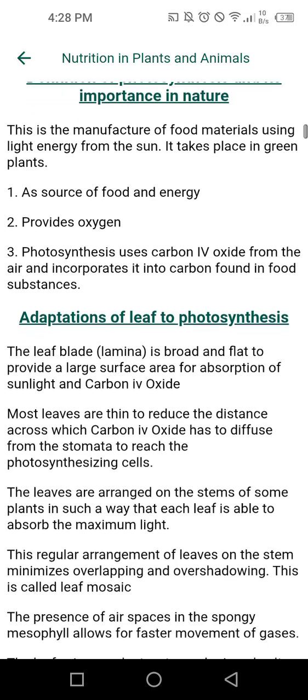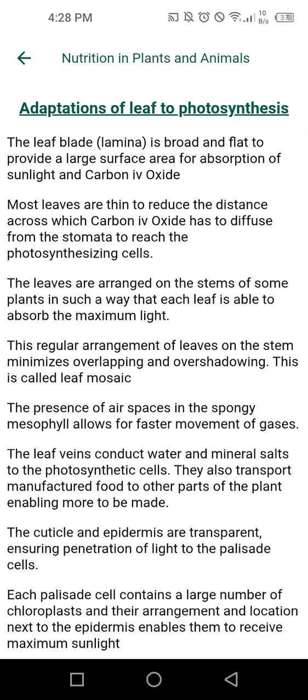Adaptations of the leaf to photosynthesis. The leaf blade, lamina, is broad and flat to provide a large surface area for absorption of sunlight and carbon IV oxide. Most leaves are thin to reduce the distance across which carbon IV oxide has to diffuse from the stomata to reach the photosynthesizing cells.